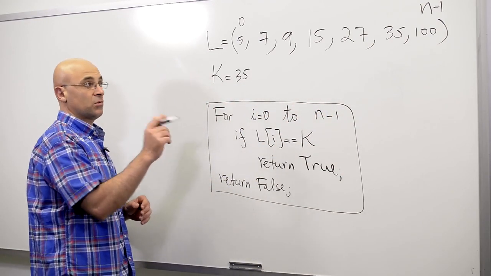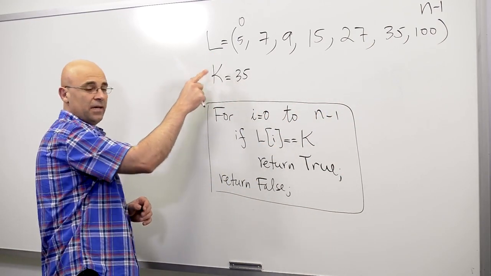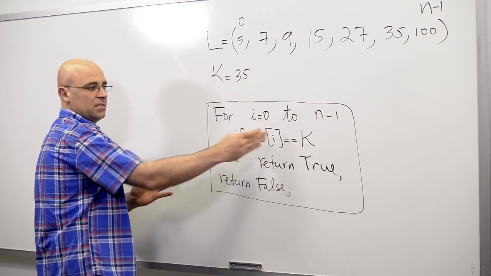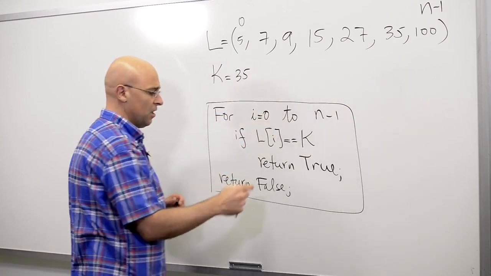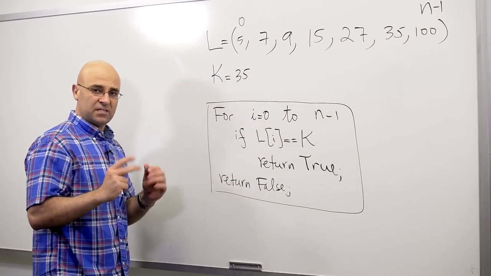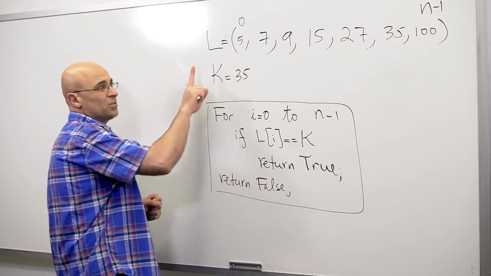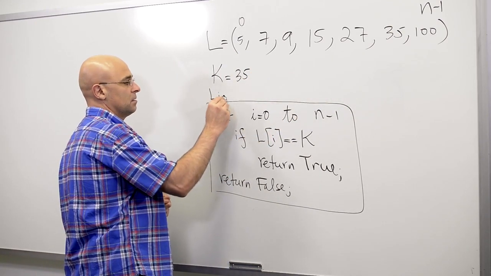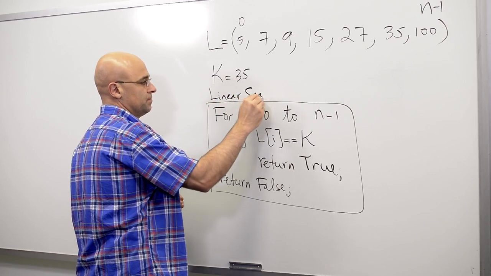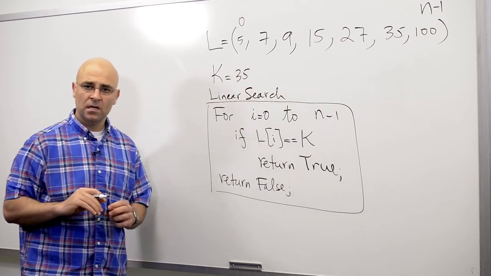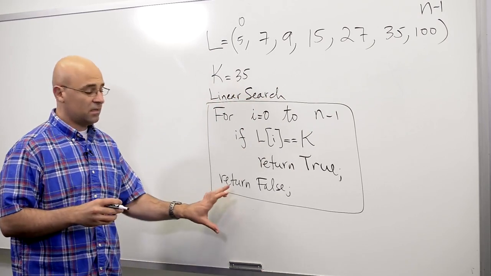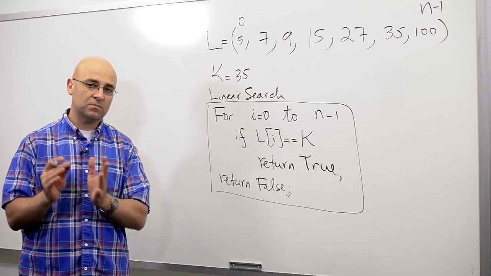So this is an approach for solving this problem. It takes as input this list L and this element k, and it's going to return true if k is found at some index within this list, or return false if it's not there. Because I'm scanning the entire list, this is known as linear search.